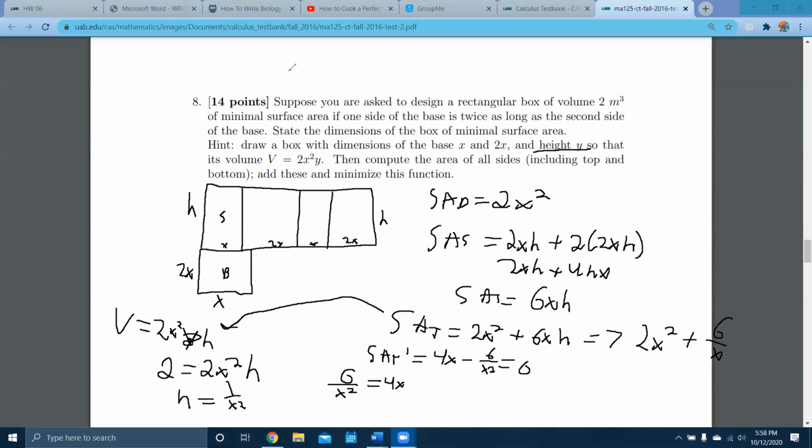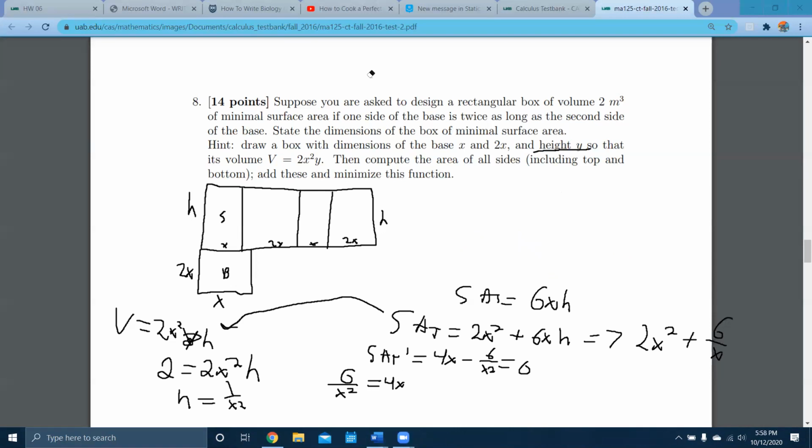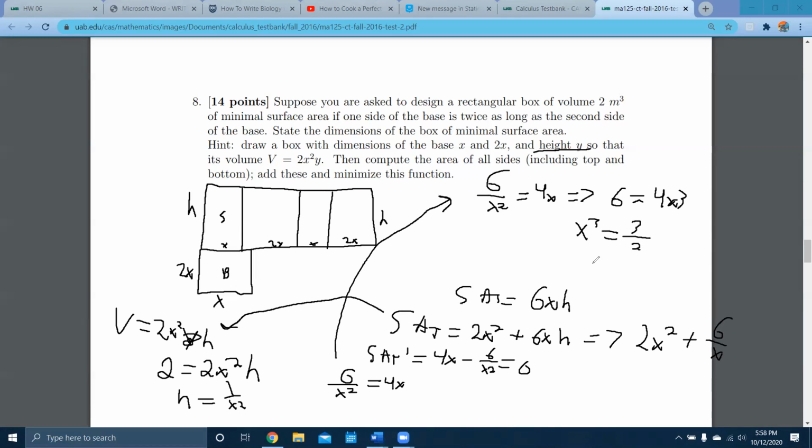I need room. I'm going to erase this initial part here. We're going to bring it up here. 6 over x squared equals 4x, which is equal to 6 equals 4x cubed. Divide, we get that x cubed is equal to 3/2. x is equal to the cube root of 3 divided by 2. And that's what we're given as our x value there.